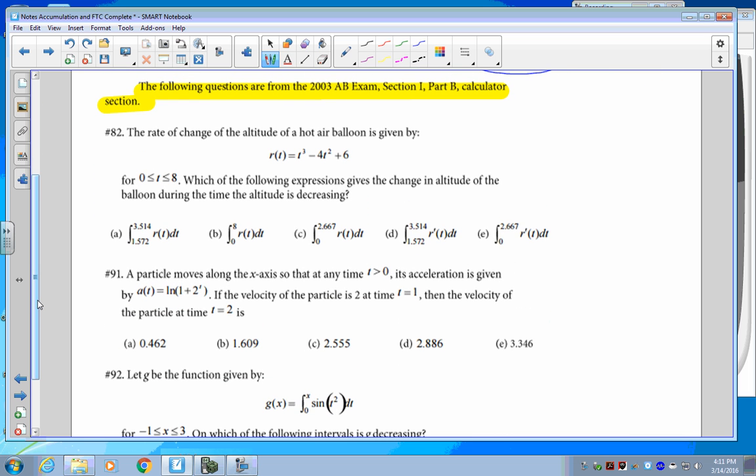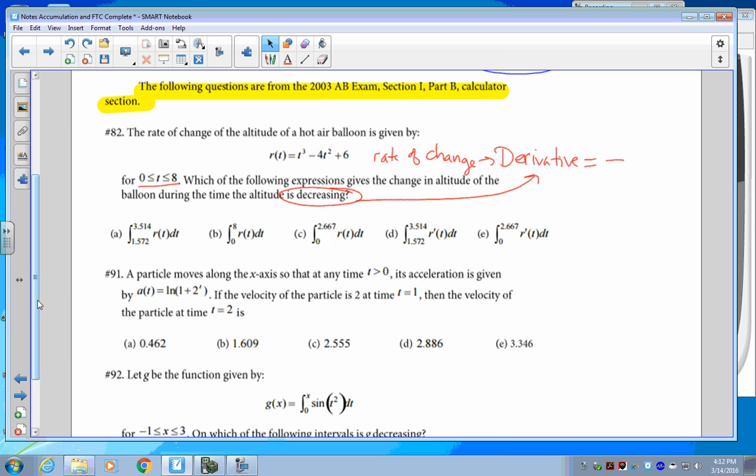So we have the rate of change of the altitude. So this is a rate of change, which means it's a derivative. And here's my domain, 0 to 8, which is the following expression gives the change in altitude of the balloon during the time the altitude is decreasing. So decreasing, how does that relate to my derivative? My function is decreasing, my derivative better be negative. So I'm looking for where is my derivative negative.